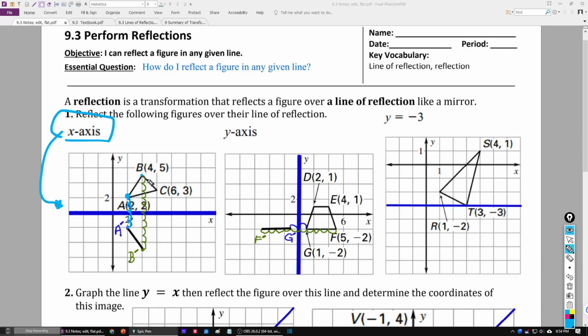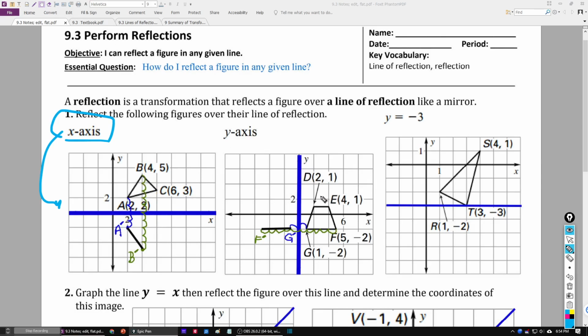And then B starts up here, and notice I'm counting half blocks because each block is worth 2 units. So 1, 2, 3, 4, 5. It's 5 units down to the line of reflection. Therefore, I go 5 units beyond the line of reflection. So you do the rest of it. You do point C here, and then fill in and draw in the image of this pre-image.